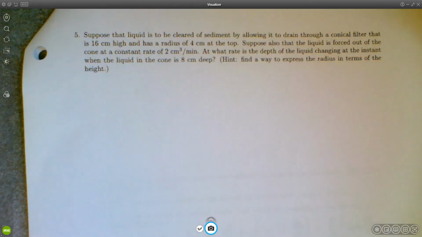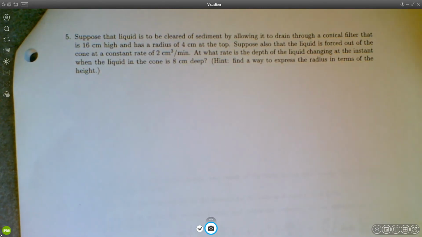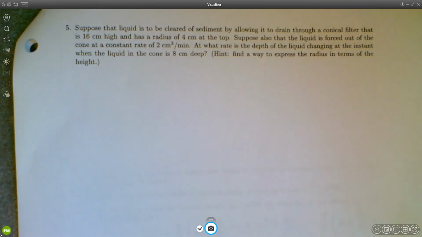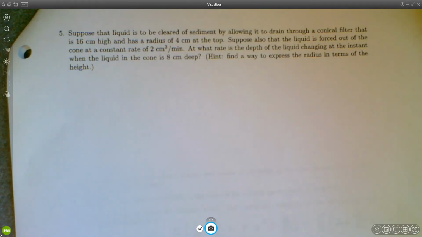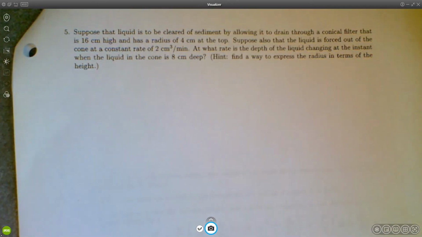The last one says, suppose that liquid is to be cleared of sediment by allowing it to drain through a conical filter that is 16 centimeters high and has a radius of 4 centimeters at the top. So this is kind of like the first thing that we looked at. Suppose also that the liquid is forced out of the cone at a constant rate of 2 cubic centimeters per minute. At what rate is the depth of the liquid changing at the instant when the liquid in the cone is 8 centimeters deep? Then it gives us a little hint: find a way to express the radius in terms of the height.